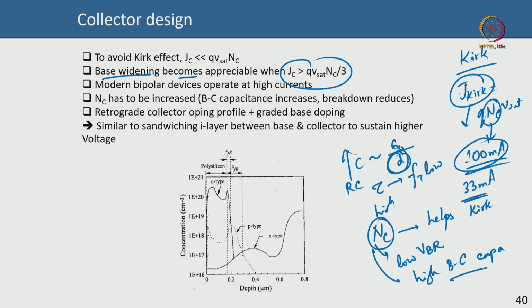So one of the things people do is use a retrograde collector doping profile, which means that the collector doping can change. For instance, it is like an i layer between base and collector to sustain higher voltage.